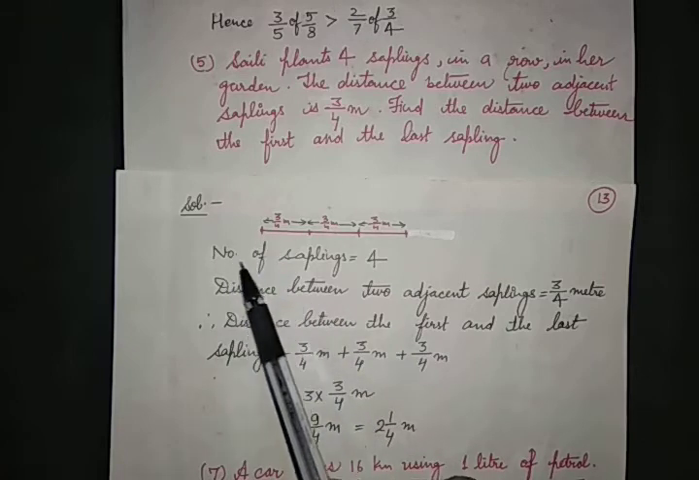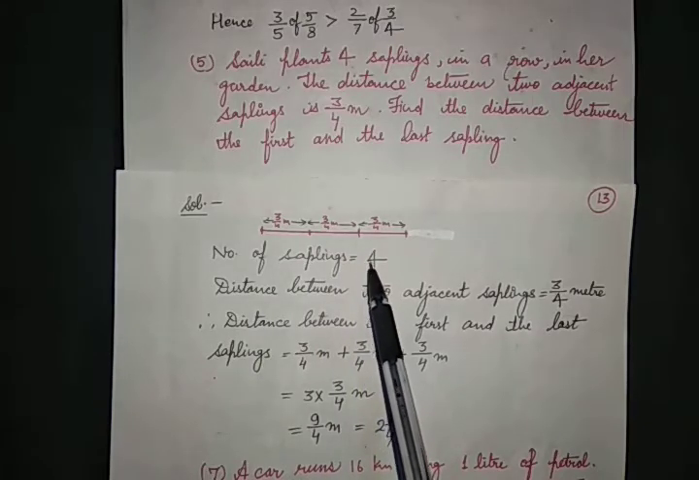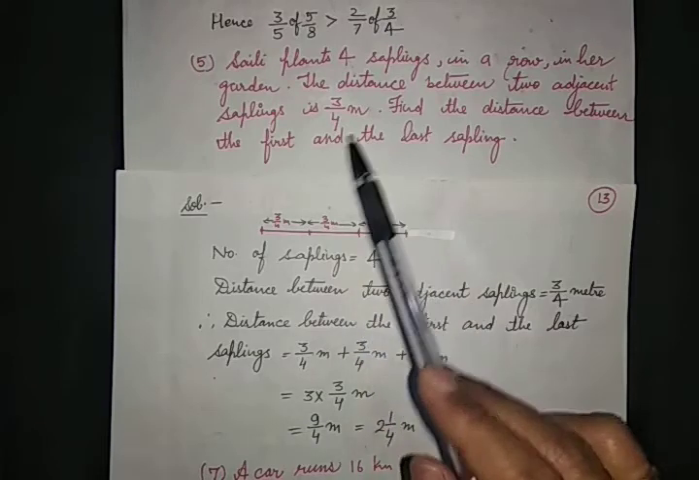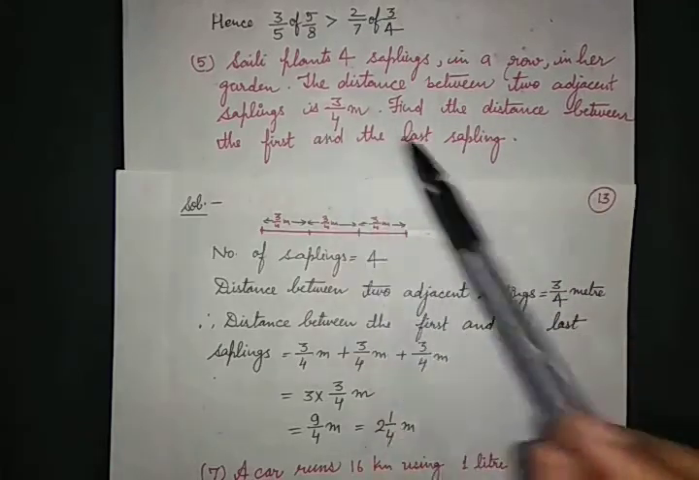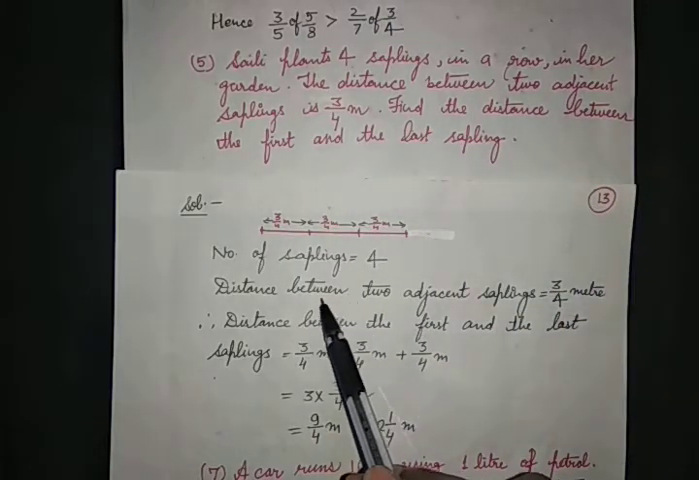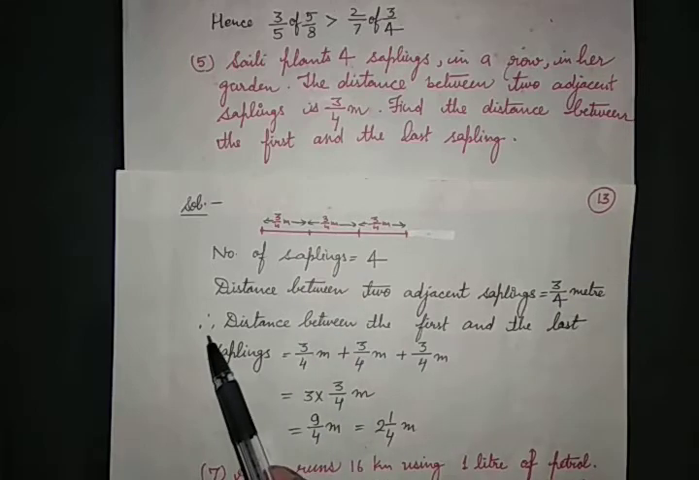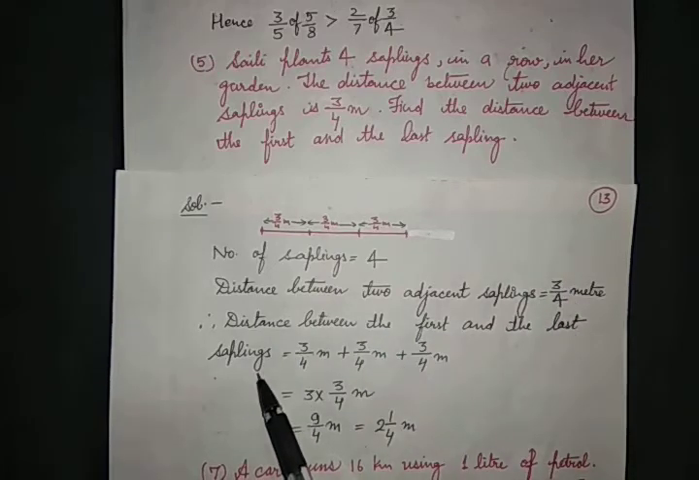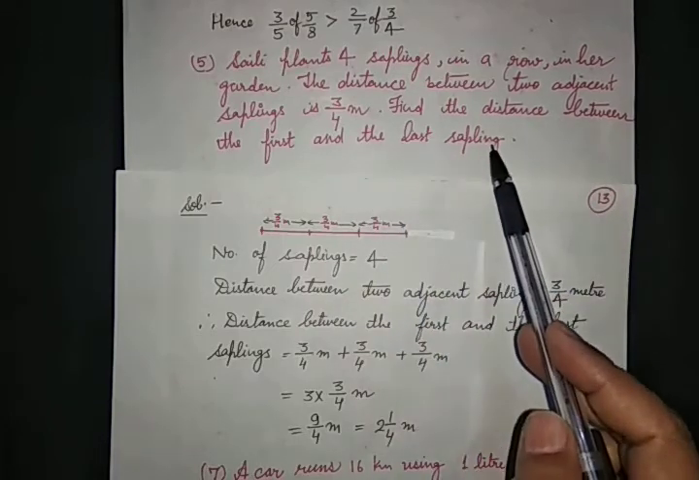So, here the first statement is, number of saplings is equal to 4, and the distance between two adjacent saplings is 3 upon 4. So here you will write, distance between two adjacent saplings is equal to 3 upon 4 meters. Therefore, you want to find out the distance between the first and the last saplings, because here the question is to find the distance between the first and the last sapling.